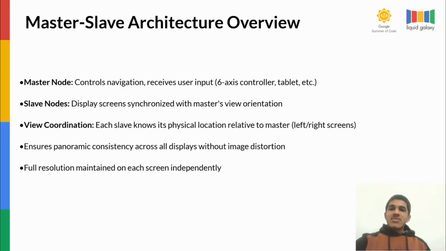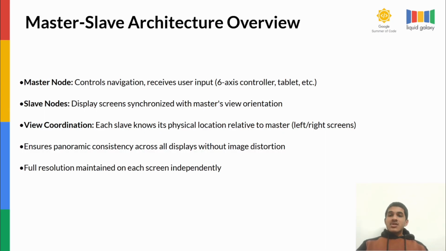So let's talk about the master-slave architecture overview. This whole LG ecosystem is based upon a master-slave architecture. So, what is a master node? The master node controls the navigation. It receives the user input via, let's say, a tablet or mobile, etc. So the master node is responsible for carrying the input output things and controls the navigation.